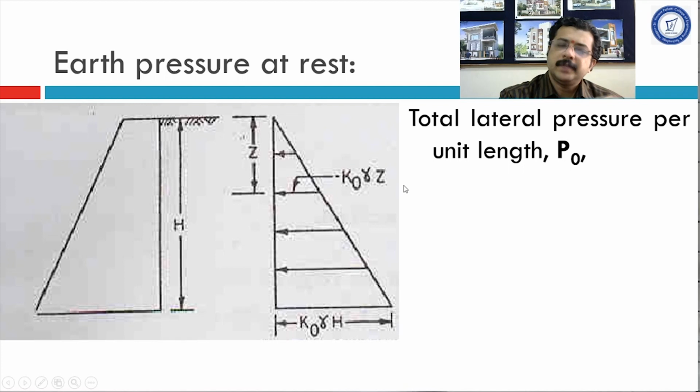Now, the pressure which we found in our earlier slide has the unit kilonewton per meter square. Now, I want to find the total pressure acting on the retaining wall. To find the total pressure, what do I have to do? I have to convert that pressure into force. So, kilonewton per meter square should be converted into kilonewton, for which I have to multiply pressure with the area.